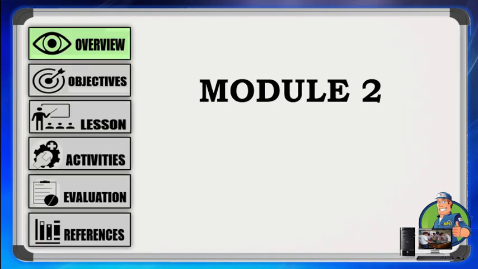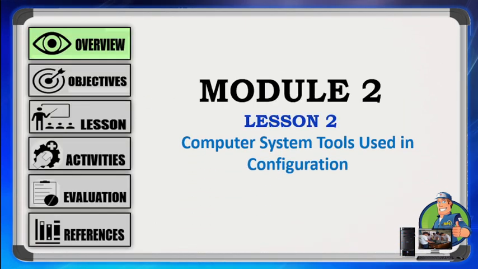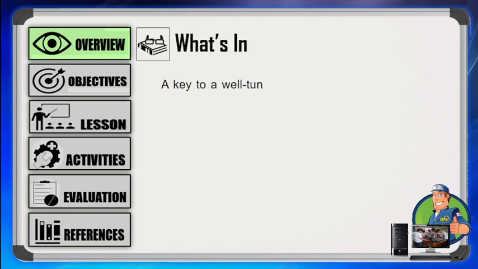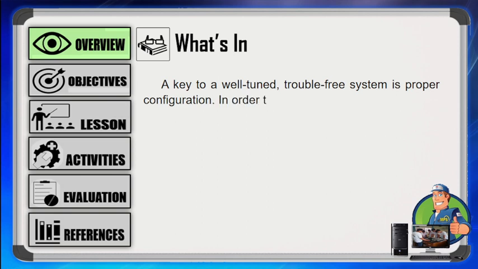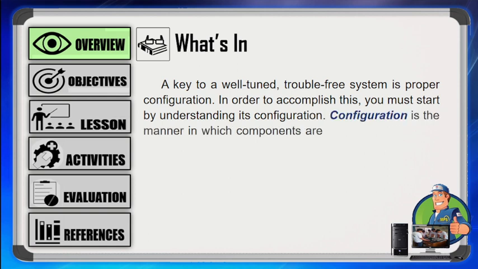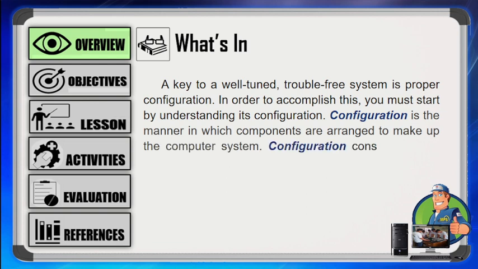Module 2, Lesson 2, Computer System Tools Used in Configuration. Overview: What's in? A key to a well-tuned, trouble-free system is proper configuration. In order to accomplish this, you must start by understanding its configuration. Configuration is the manner in which components are arranged to make up the computer system. Configuration consists of both hardware and software components.